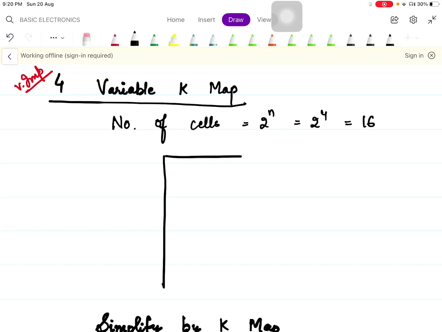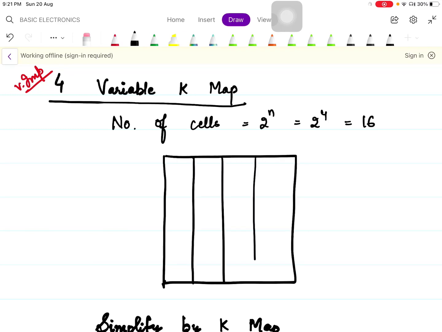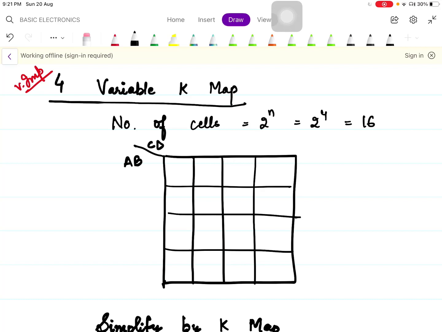The structure will be in the form of a square, with 3 lines like this and 3 lines like this. As there will be 4 variables, let them be A, B, C, D. The ones which come sequentially first will be written downwards, and the ones which come sequentially afterwards will be written upwards. Now, this part belongs to CD and this part belongs to AB.